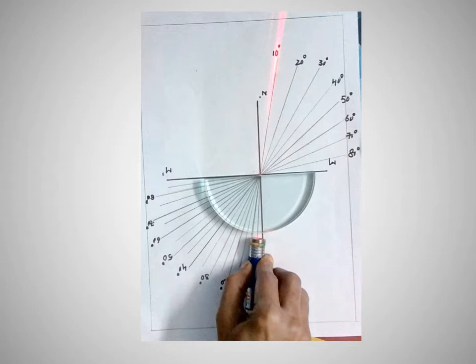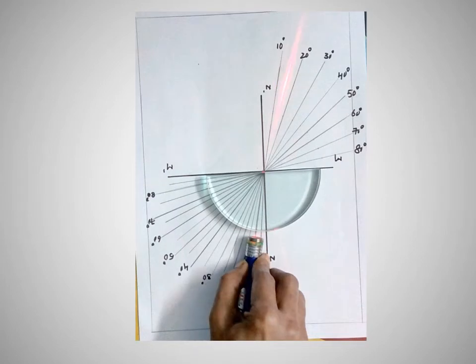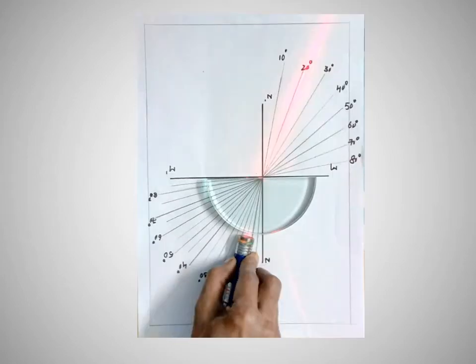You are seeing the laser light less than 10 degrees. That means here what you observe as I is 5 degrees, R is greater than 5. That means here R is greater than I. Now take angle of incidence as 10. So what you have observed, angle of refraction is greater than 10 and less than 20. In this case also, angle R is greater than I.